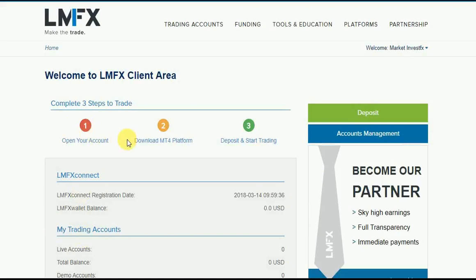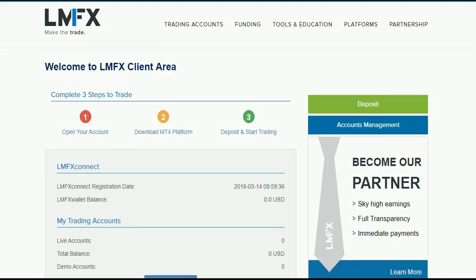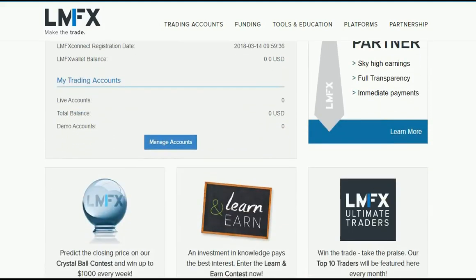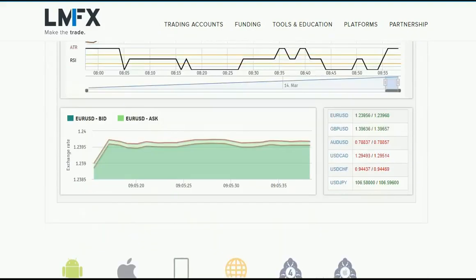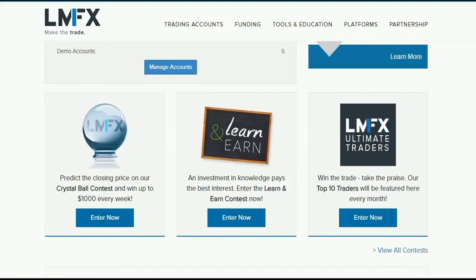open your account, download MT4, deposit, and start trading. So just like I said, you have to download a MetaTrader platform. The MetaTrader platform, like I said, is a third-party application where every broker is connected, be it LMFX, be it FXTM, be it Alpari, just name it. We have all of them here. So we've been able to set up our demo account.